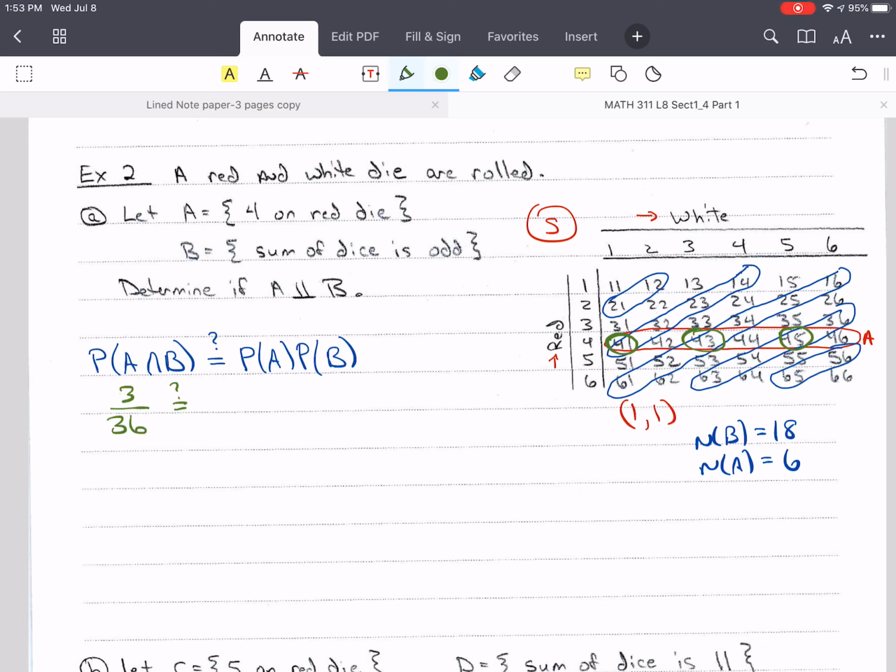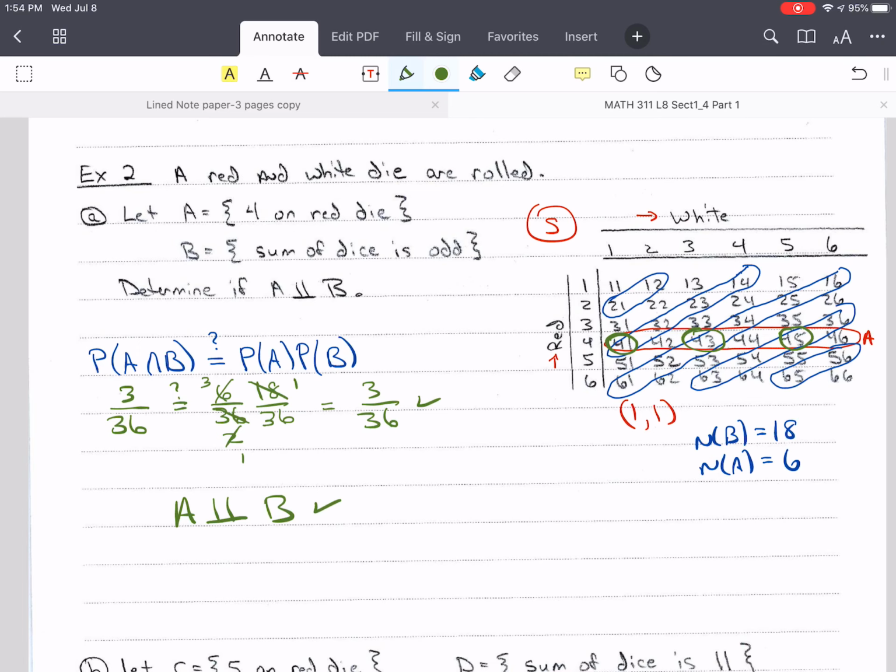The probability of A has 6, so this is 6 over 36. And the probability of B, again, is 18 over 36. Now, I can do some canceling here, and I get a 1 and a 2. And then I can divide this into there and get a 3 and a 1. And in fact, this is 3 over 36, so A and B are independent.